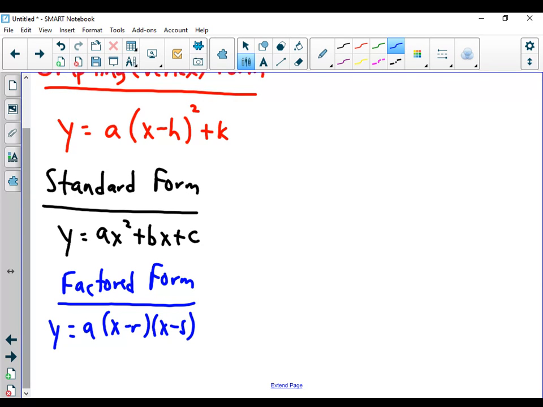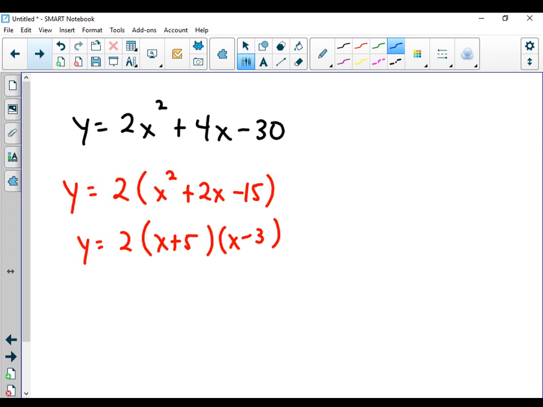So notice it has an a just like the other two did. So as far as the graph, that 2 does tell me something. It tells me it opens up. It tells me it's stretched. Did these two things tell me anything? The x plus 5 and the x minus 3? Could they help me at all on the graph? Would they give you the vertex? Not the vertex, but it does give me something. The intercept. Yeah, the intercept.